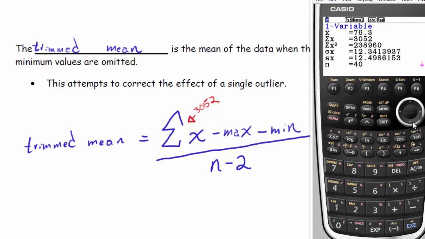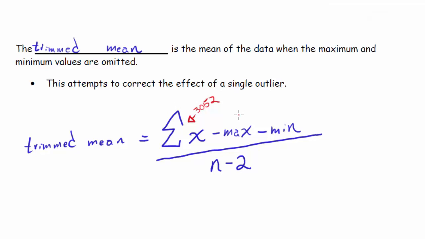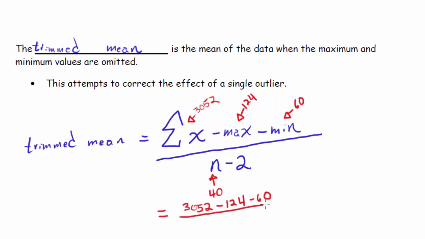Alright, my maximum is given to me here, which is 124. And then my minimum was given to be 60. And then in here, I now know this is 40. Alright, so if we wanted to calculate this, I could say, well, my trimmed mean here is going to be 3052. I'm going to subtract off the max, subtract off the min, and now I'm going to divide by not 40, but 38.